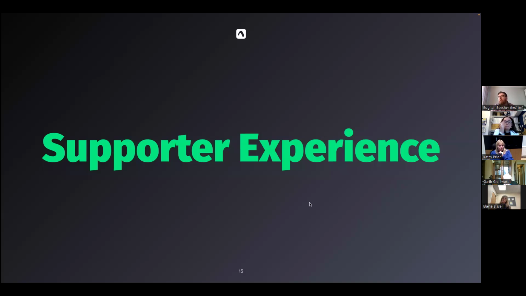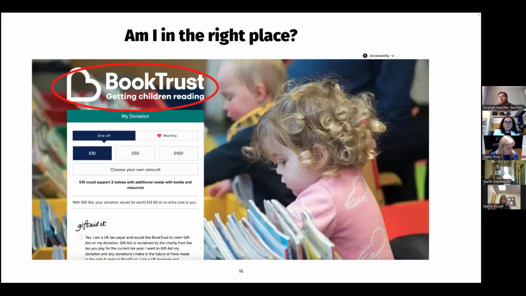So there's 4 quick cheat things that I want to do for supporter experience. The first one is the user asking themselves, am I in the right place? That's super important. First thing somebody does when they go into a shop, when they go into a website, when they do anything, is just double check in their mind that they're in the right place. In this case, Book Trust are doing a lot. They're making their logo very visible. They're using imagery that they also use on social media, so people are getting a similar experience, and they're using a color scheme that matches all of their other content.